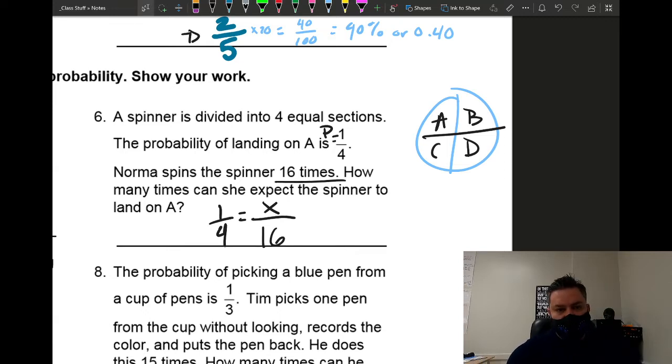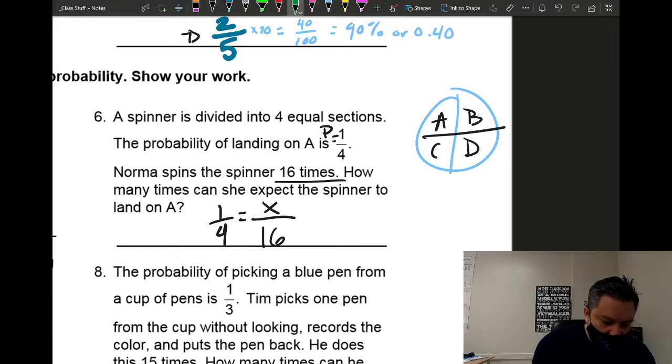On this one, you can do it 2 ways. You can do cross products, or you can just think to yourself, what can you multiply 4 by to get to 16? I know if I multiply times 4, I get 16. But what you do to the bottom, you must do to the top. So the answer will be 4.